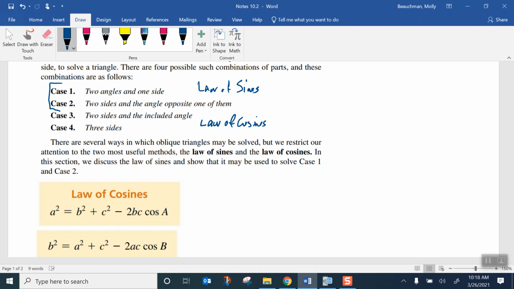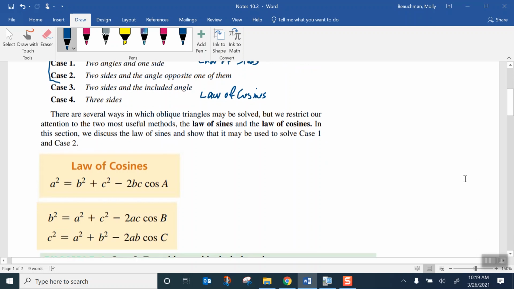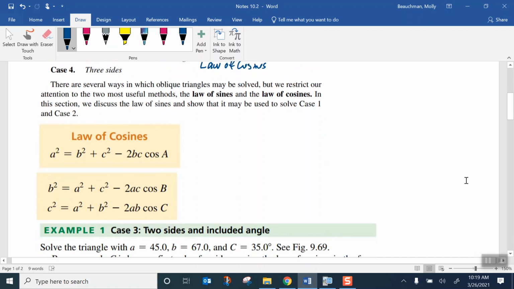So this formula is derived in your textbook. So if you want to take a look at that section and see where the formula comes from, it's in section 10.2. So the law of cosines, let me draw a triangle.